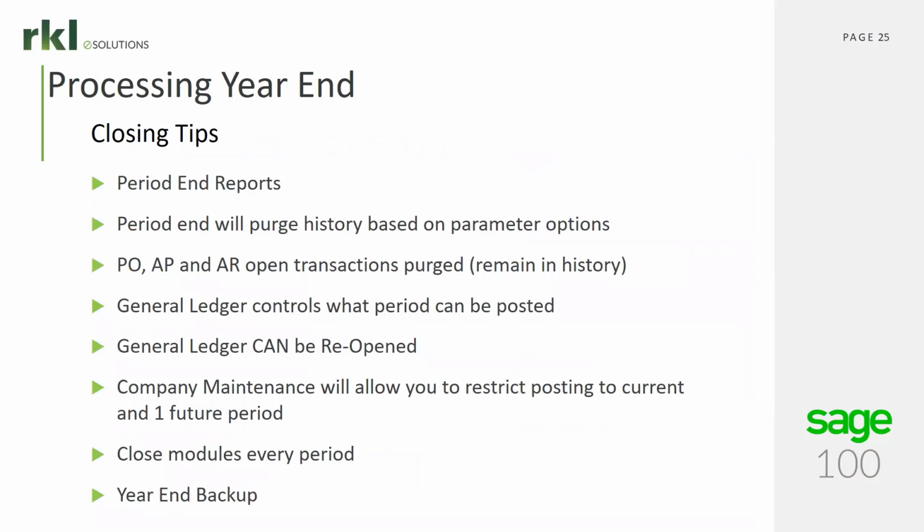Some tips about closing the periods. Make sure that you have the correct period end reports set up for each module, and this can be done by going to that module's period end menu and clicking the period end report selection task and reviewing the list of reports there, which can be modified. Keep in mind that period end will purge from Sage 100 any history that is older than the number of years in your options tasks.